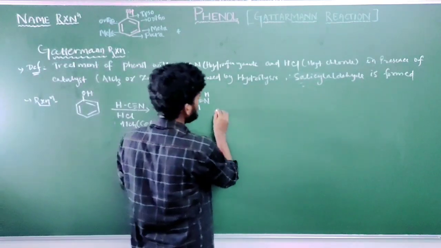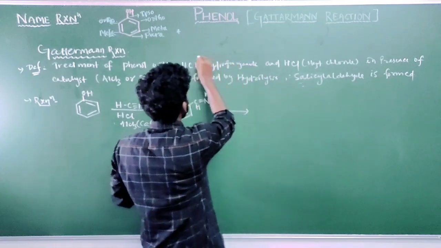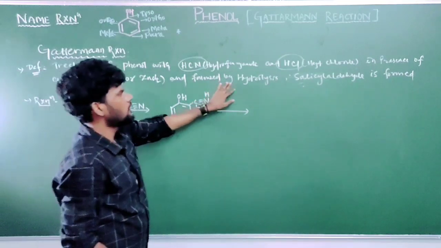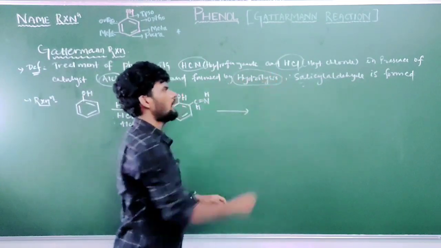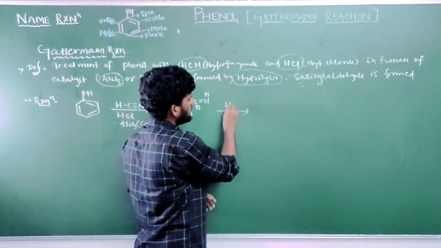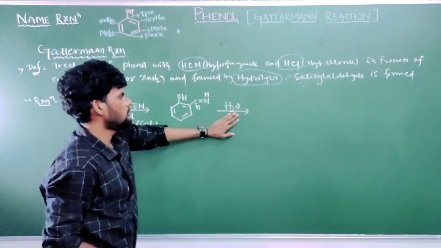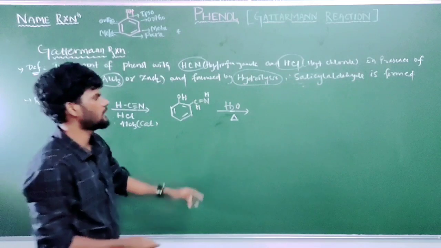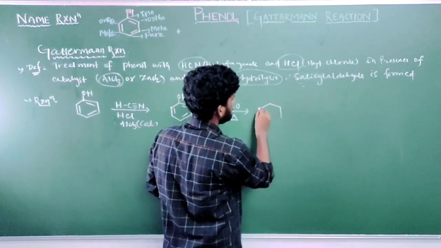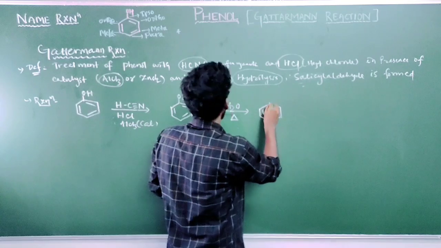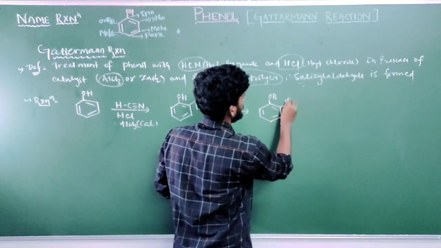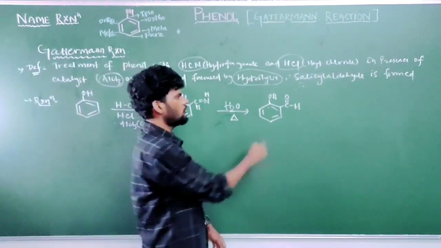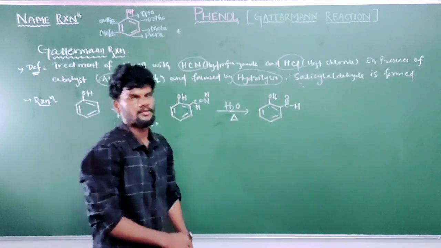Okay, in the first step HCN in presence of HCl and catalyst AlCl3. In the second step, hydrolysis. Hydrolysis means use of water to break the molecule. If you give water and heat the reaction, you will get salicylaldehyde, okay, OH and CHO. This is the structure of salicylaldehyde, or you can say ortho-hydroxy benzaldehyde also.